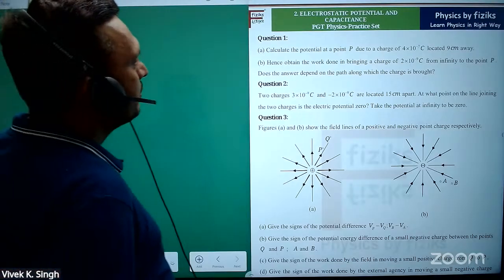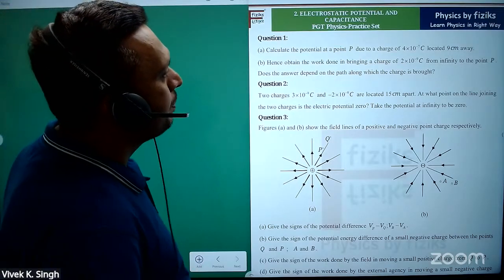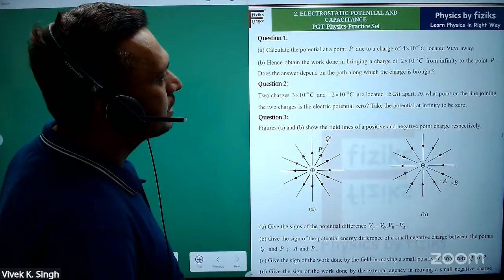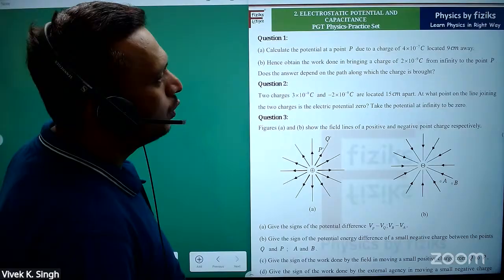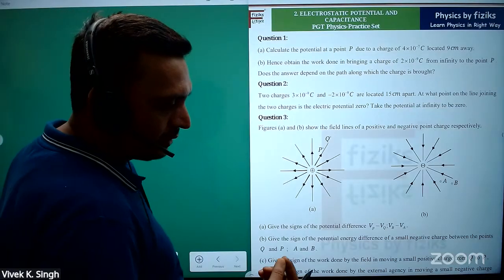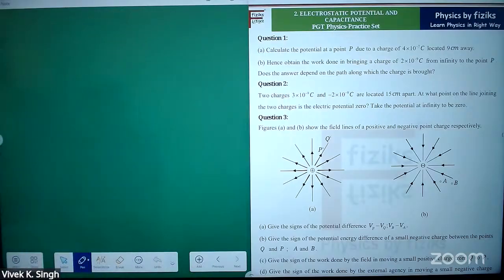Question number 1: calculate the potential at a point P due to a charge of 4 into 10 to the power minus 7 coulombs located at 9 centimeter. It's a simple point charge. What will be the potential? You can easily calculate.